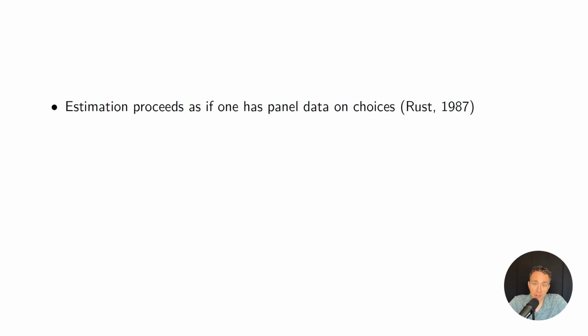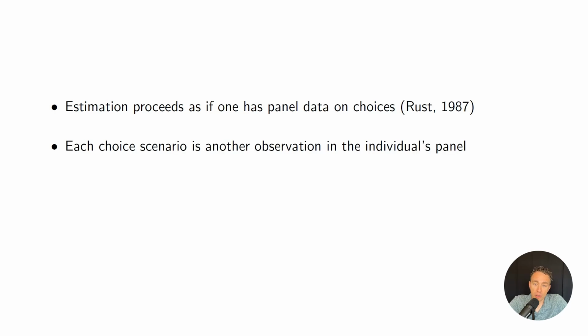The Rust bus engine model was a panel data set where we saw Zurcher's decision whether to replace or keep driving the engine on each of the buses that he had stewardship over. And so every choice scenario is just another observation in that individual's panel. And then we had it in the long panel data format just for convenience. It could equivalently be expressed in a wide panel format as well. It just depends on what software package we're using to estimate and how it requires things to be set up.